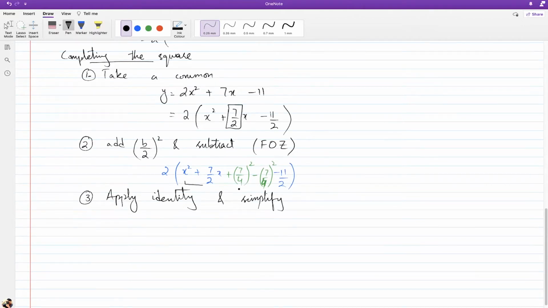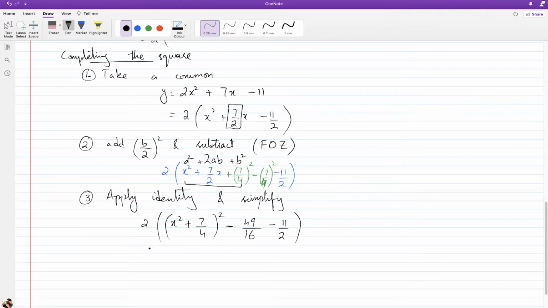So when you apply the identity on this, you get 2 times x squared plus 7 by 4 whole squared. Why is that? Because this is a squared, this is 2ab, this is b squared. The rest of it simply takes care of itself. So this becomes 49 over 16 minus 11 by 2.